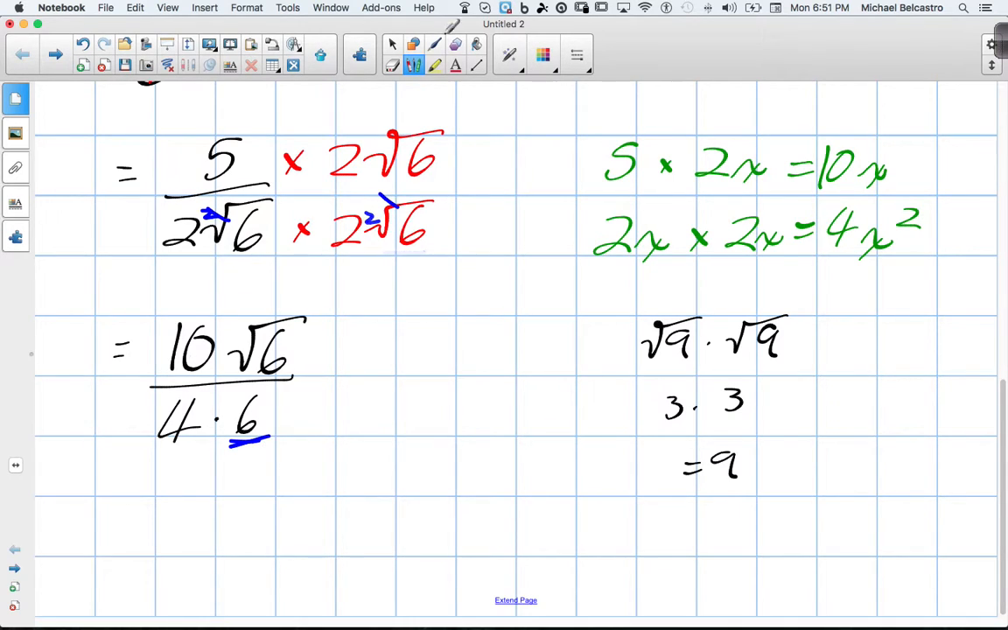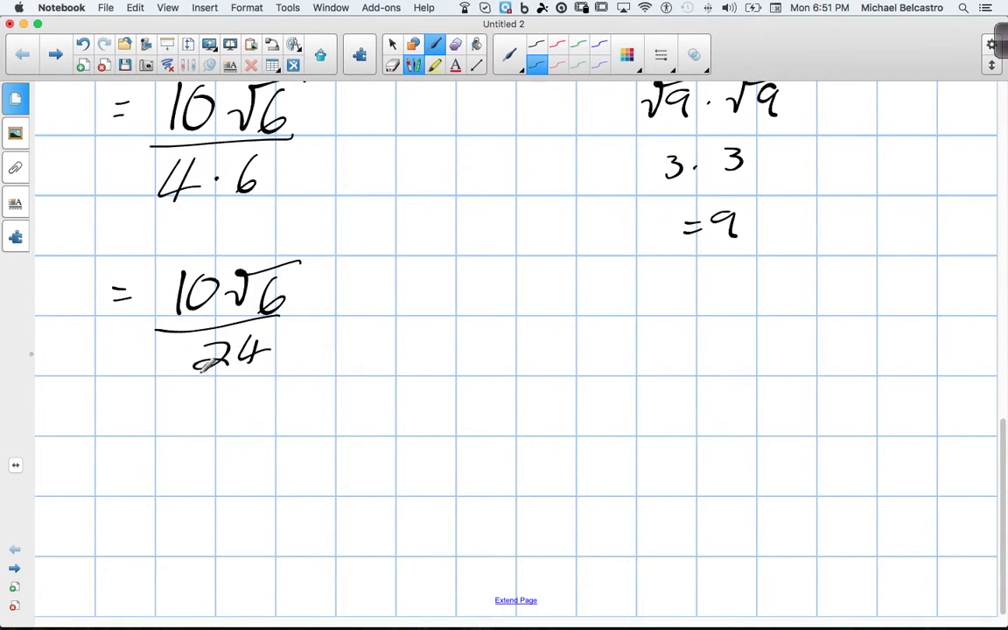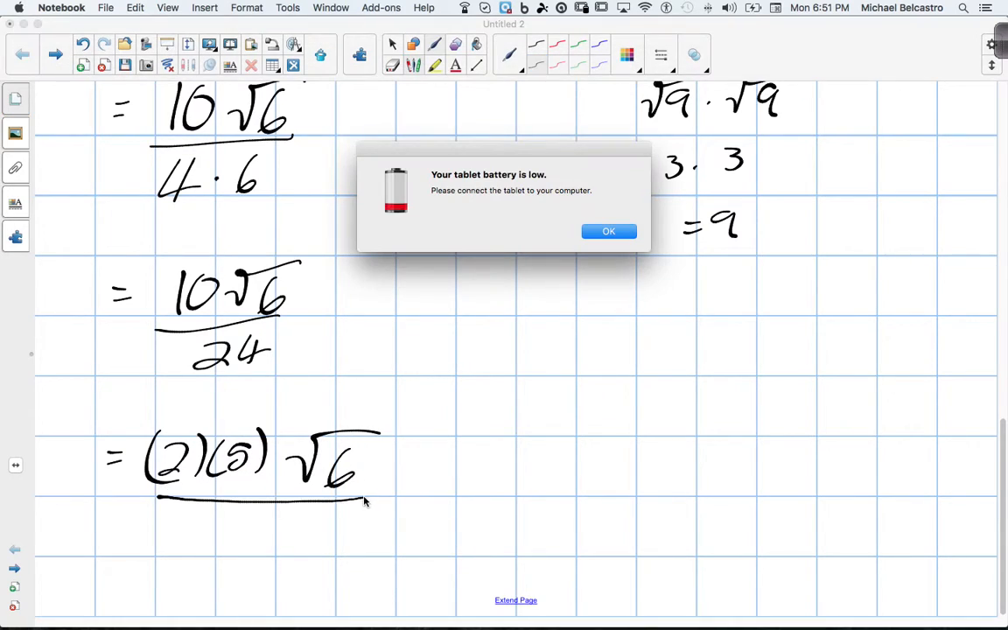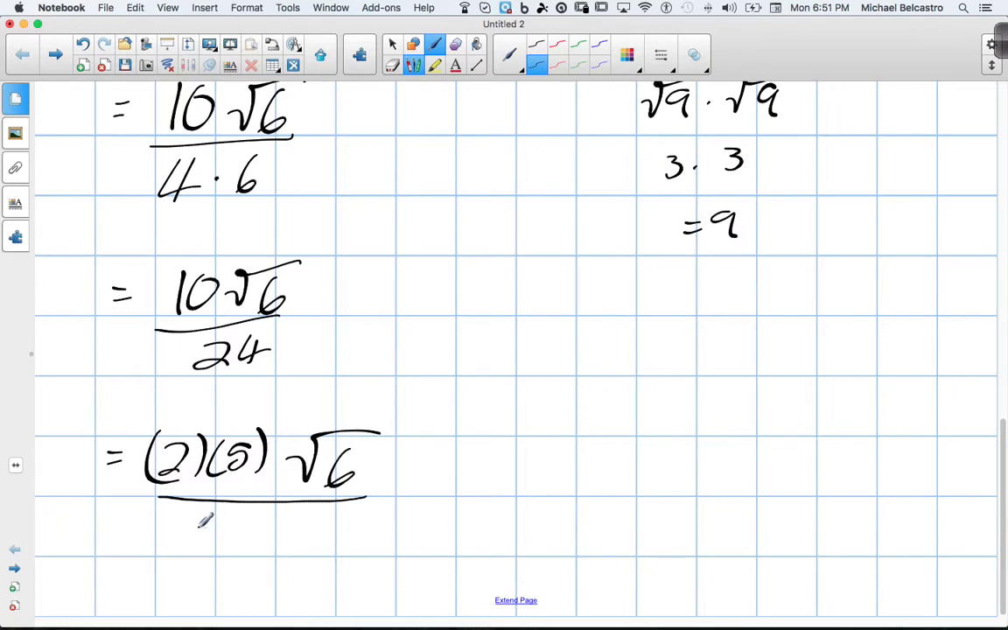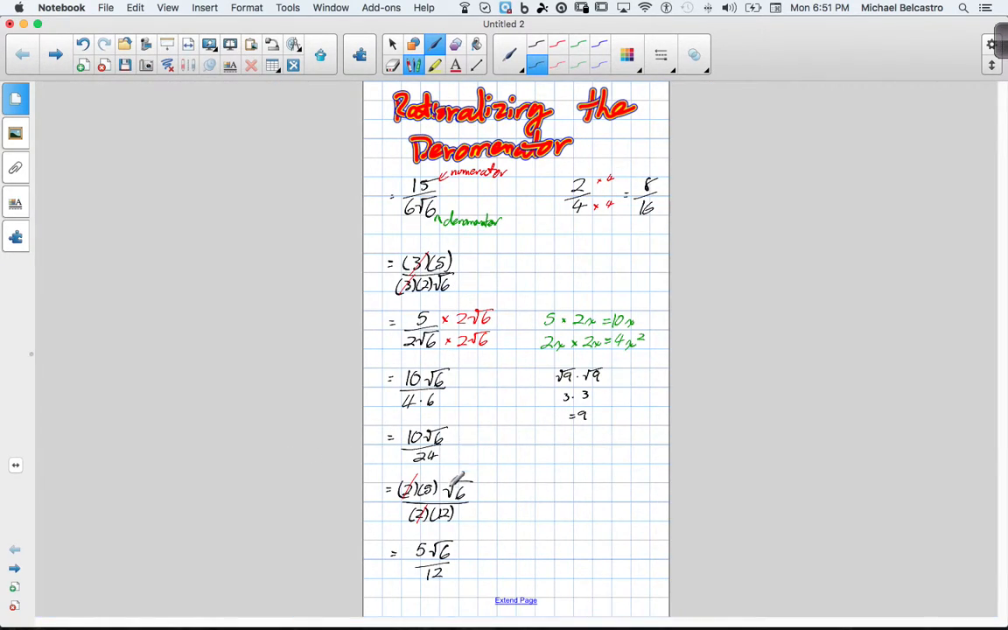Okay, so now that we have that, 4 times 6 on the bottom, and we have 10 times root 6 on top. 4 times 6 is 24. And then we can reduce our fraction. 10 can be written as 2 times 5, again times that root 6, divided by 2 times 12. And those 2's disappear. And we're left with 5 times root 6 over 12, which is a really different number than what we started with up there. But now the value on the bottom is a natural number. There's no radical, so this has been rationalized. This is how we rationalize the denominator.